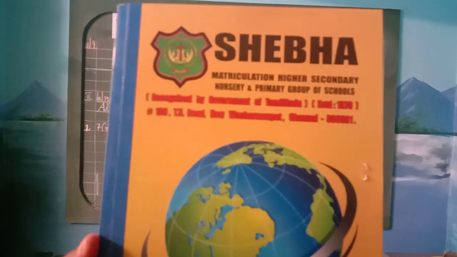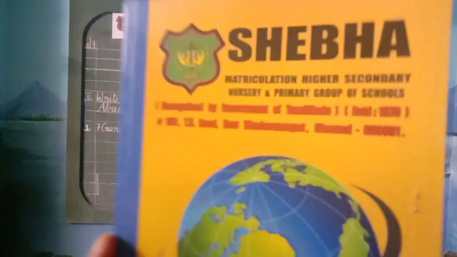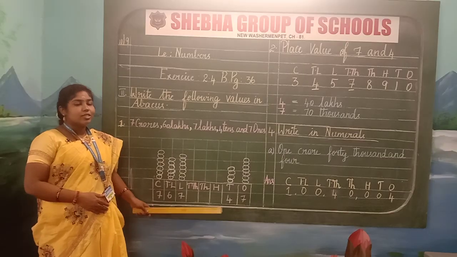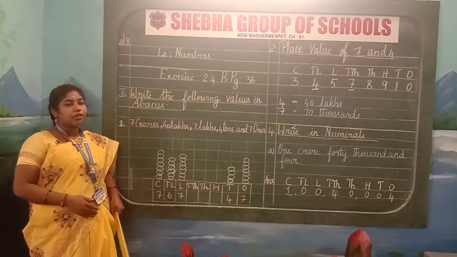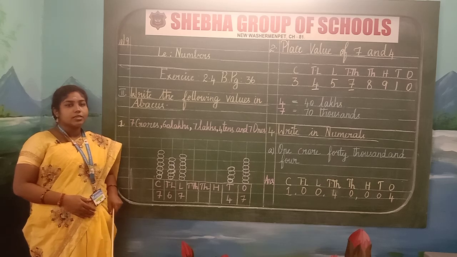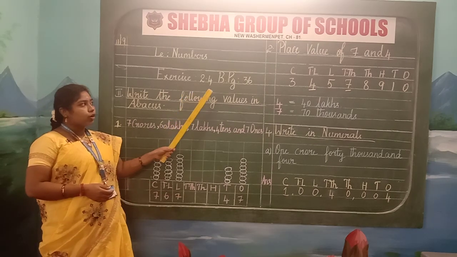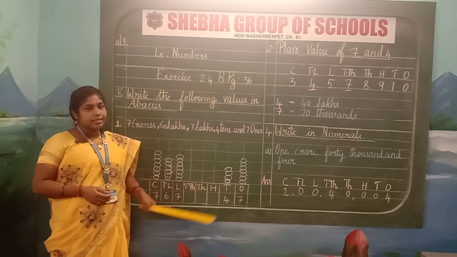Children, today we are going to write our maths classwork. Students, everyone take your maths classwork, 288 pages maths ruled. Already we have written our maths classwork. Please take 288 pages maths ruled. Students, today we are going to continue our lesson numbers. Today we are going to write exercise 2.4, book page number 36.